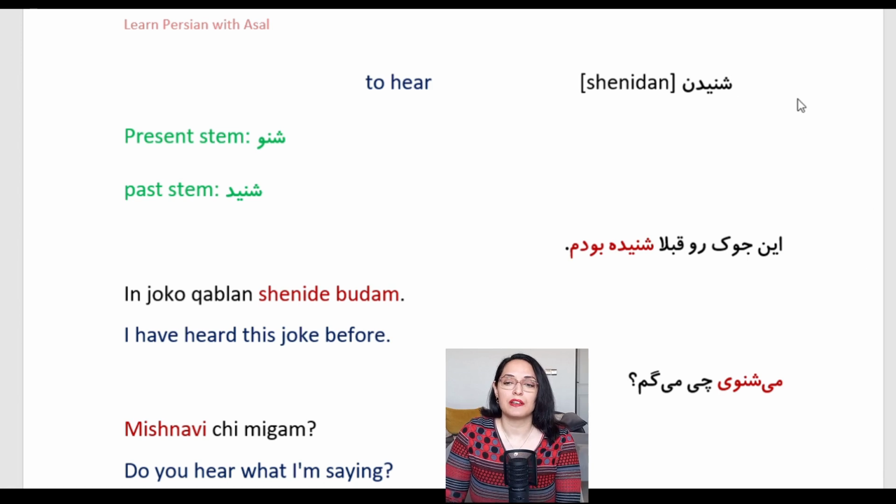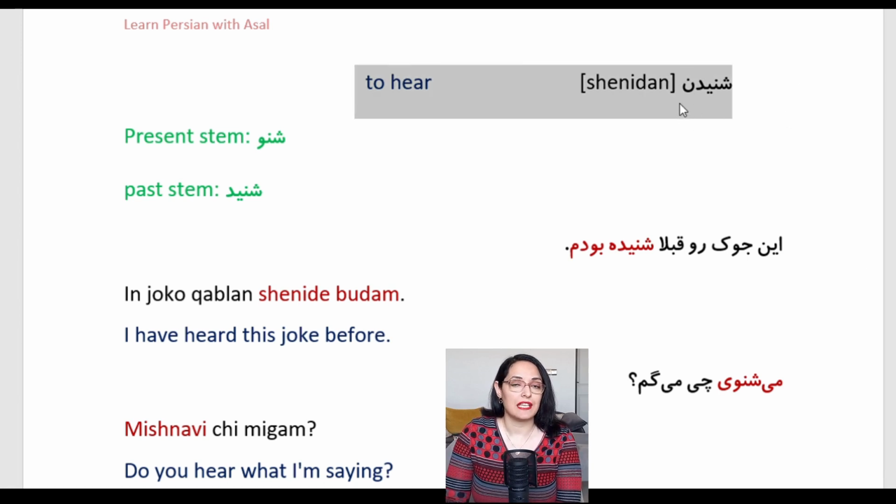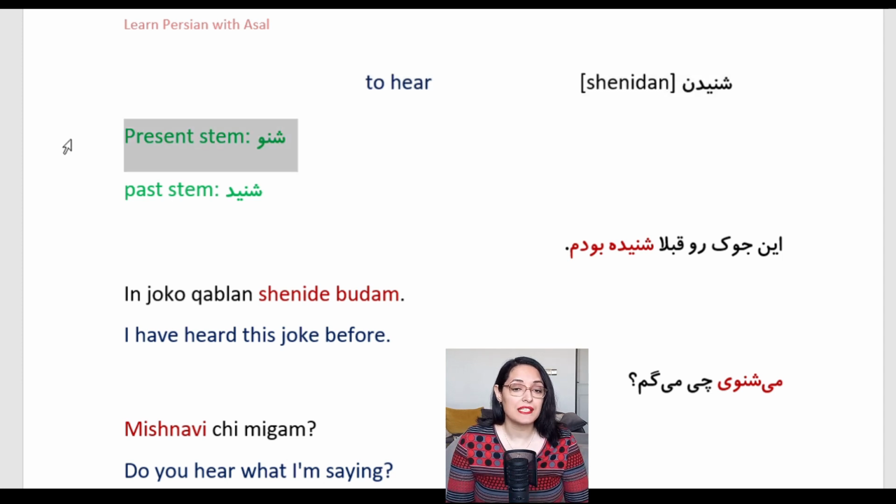The first verb is شنیدن. Present stem is شنو and the past stem is شنید.